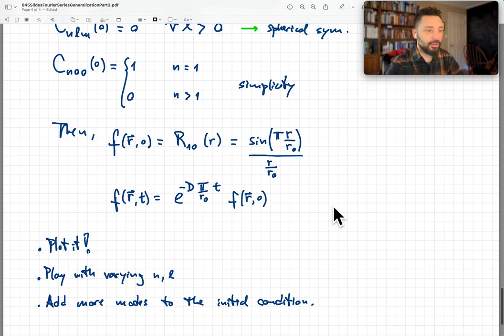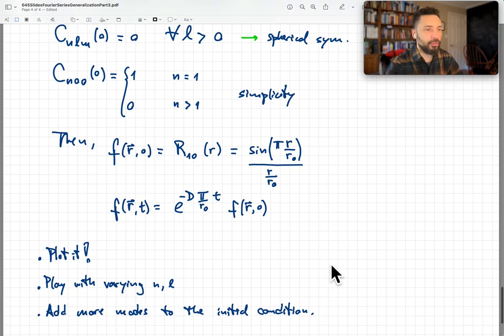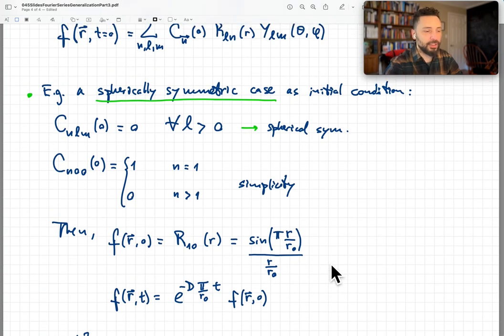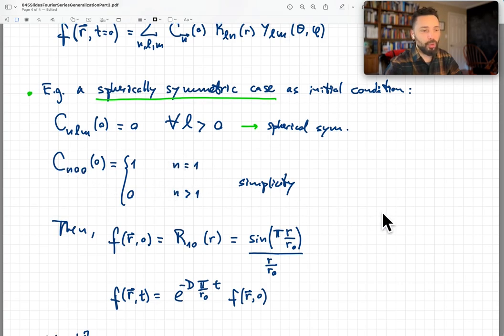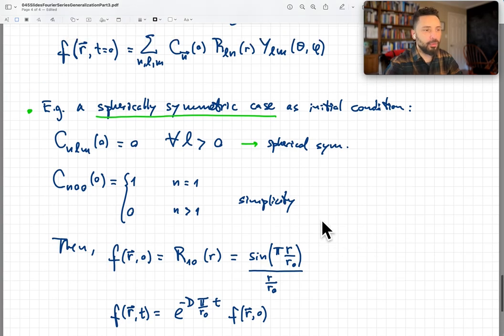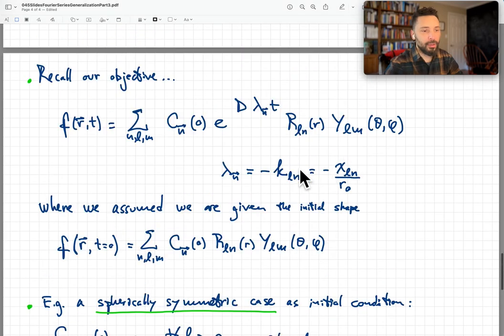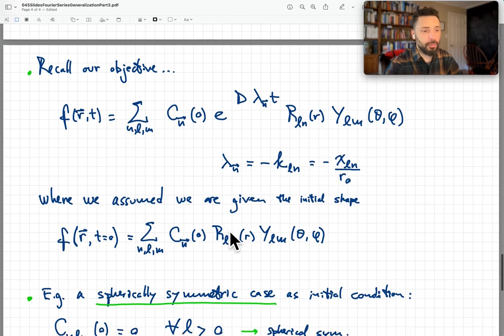You should plot it. You should play with this by varying n and l and possibly adding more modes to the initial conditions. So here I try to keep it very simple, keep it spherically symmetric, and keep it to only one mode for the radial part. But you could add more modes and play with it. And what you will find is that as you add more and more modes, the eigenvalue, which is controlled by these roots of the spherical Bessel functions, goes up very quickly.